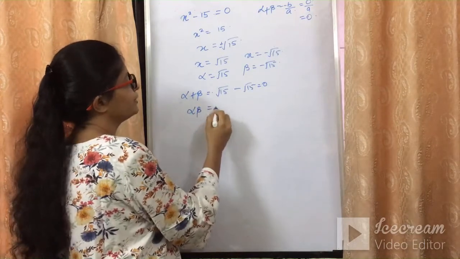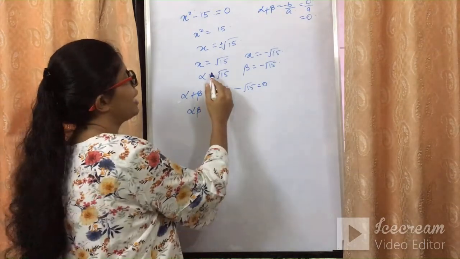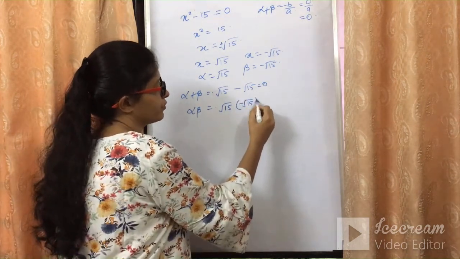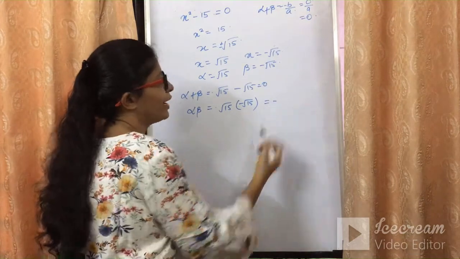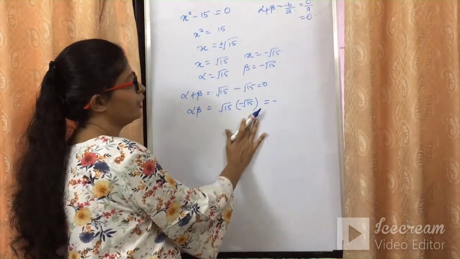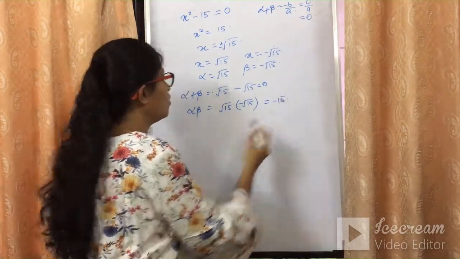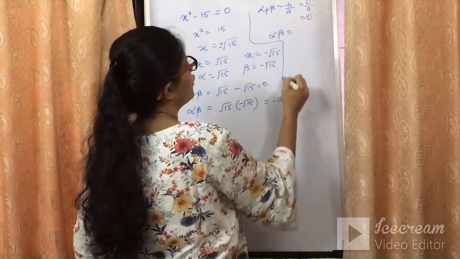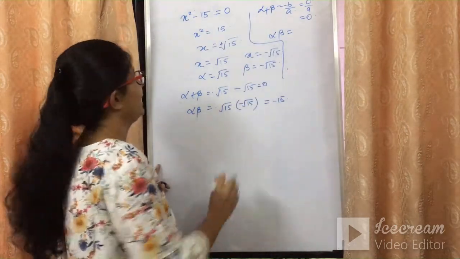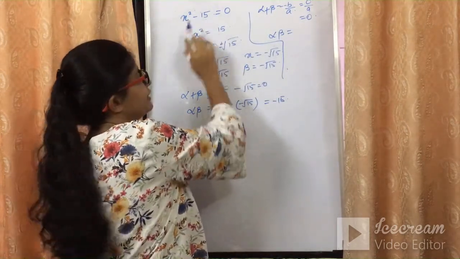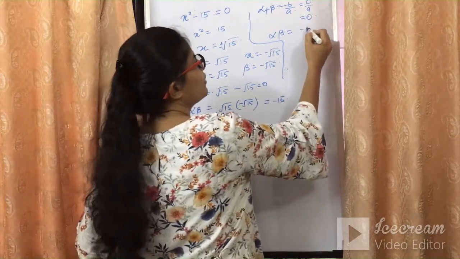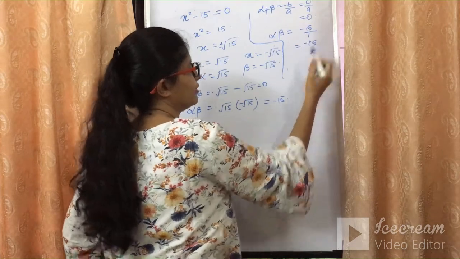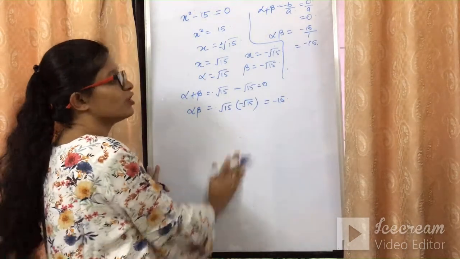Alpha into beta, that is the product of the zeros of the polynomial. Let's have a look at the product, that is root 15 into minus root 15. Can you say the answer will be minus? Root 15 into root 15 will be 15. So the product will be minus 15. If we take out the product from the equation, what would be the answer? That is c upon a. C is what? C is the constant. C is minus 15, and what is a over here? A is 1. So the answer comes out to be minus 15. That's what we are getting from the zeros of the polynomial.